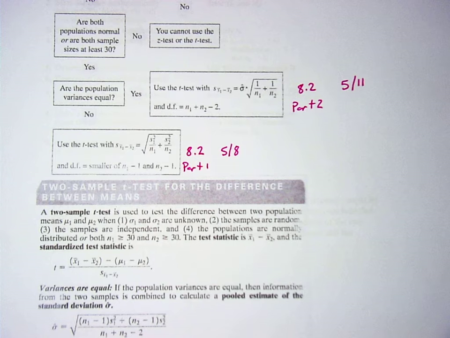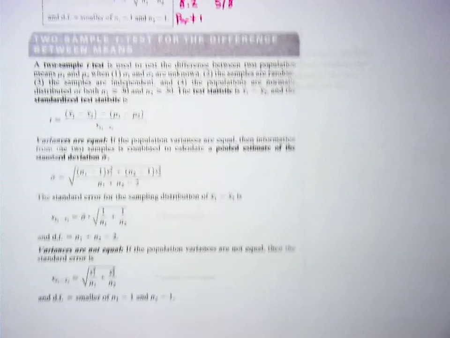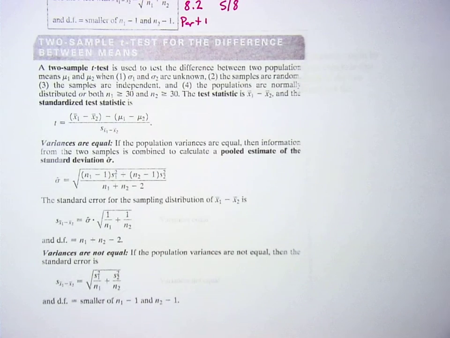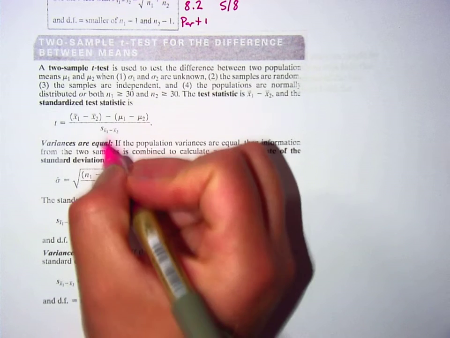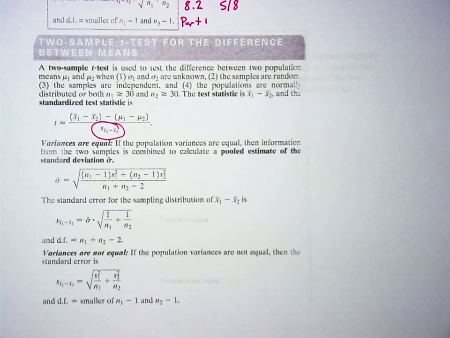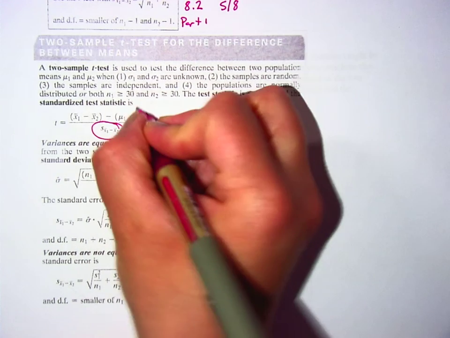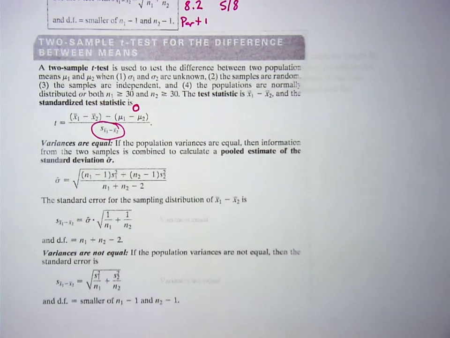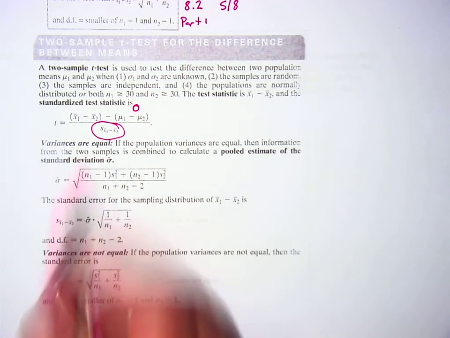Okay. This goes on about the two-sample t-test and what to do if the variances are equal and if the variances are not equal. Essentially, what you have to do is figure out what goes on the bottom of this fraction. Because it's always going to be x bar 1 minus x bar 2 on the top, minus mu 1 minus mu 2 on the top. And remember that 0 from yesterday. And then the thing on the bottom depends on if the variances are equal or not.